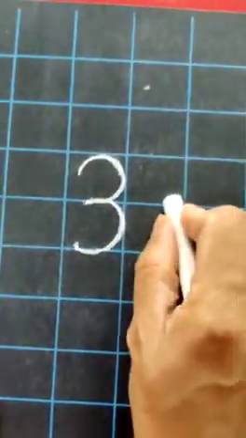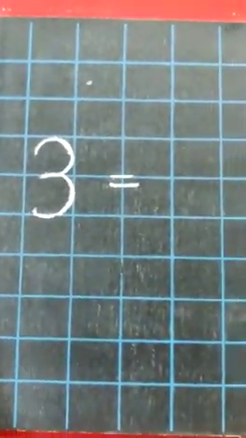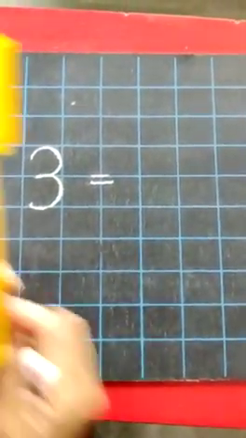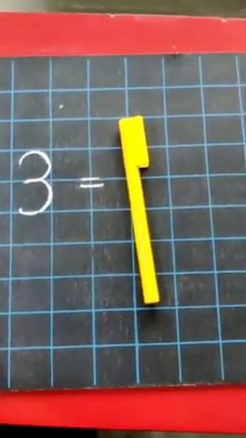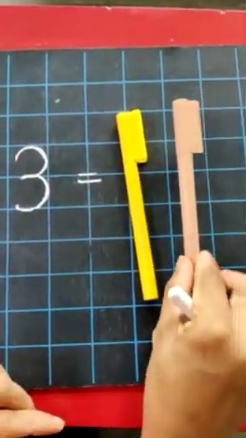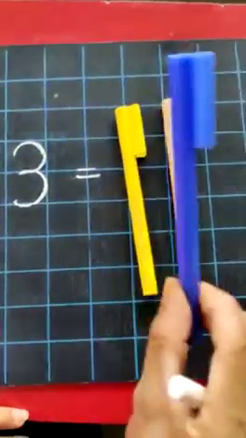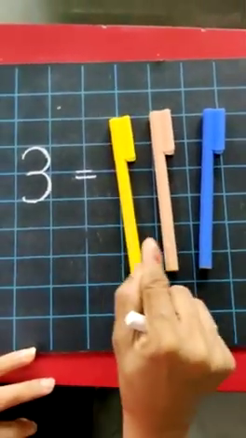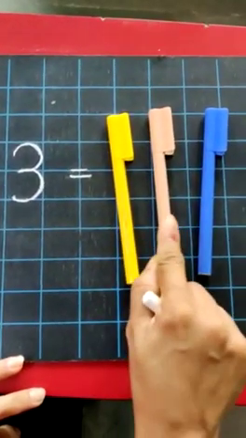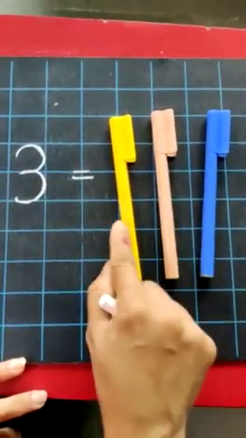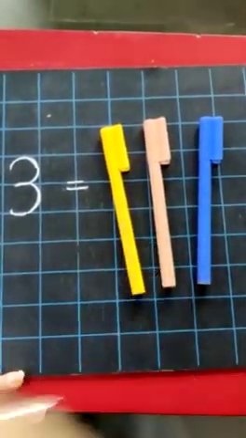Number 3. So let's see what 3 objects we have here. I have sketch pens. 1, 2 and 3. 3 sketch pens. Number 3. So let us count. 1, 2, 3. We have 3 sketch pens here. Number 3. Now let's revise numbers 1 to 3 with its value.